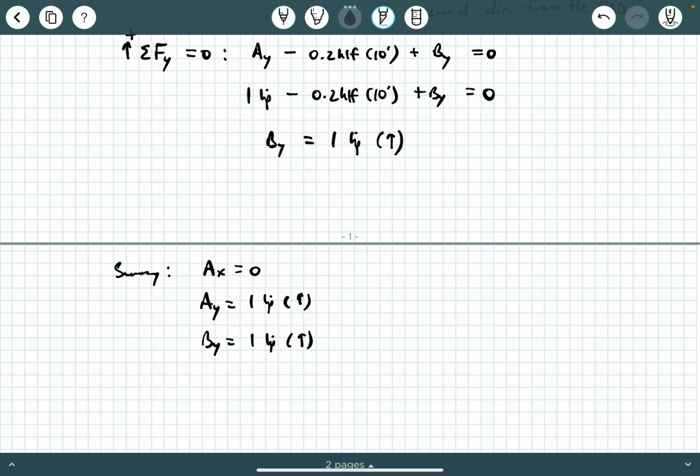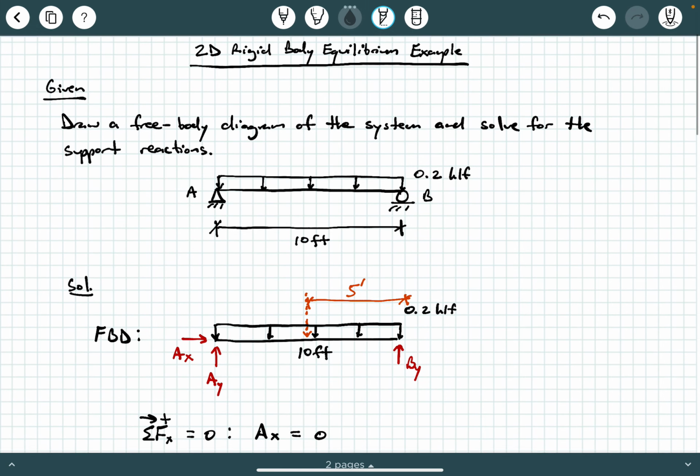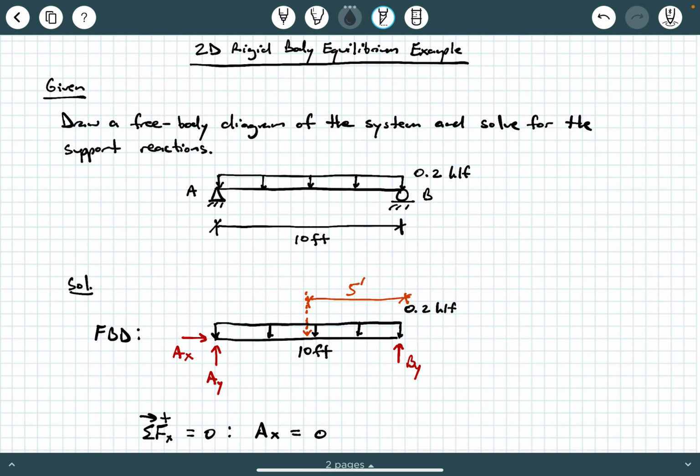Do these values, 1 kip and 1 kip pointing up, make sense? Well, yeah, I think so. Let's look back at the original figure and the free body diagram, think about it. You have a simply supported beam with a uniform load over the entire length, which means that because of the symmetry, the loading and the geometry are both symmetrical here. That means that Ay has to absorb half of this total load, and By absorbs the other half of this total load.